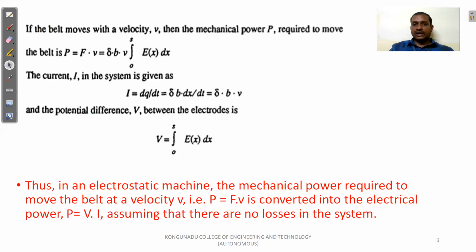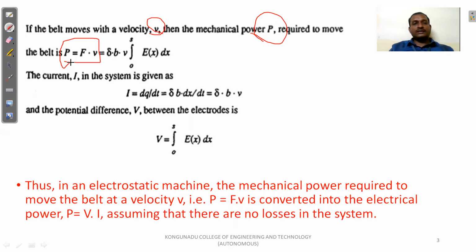Now the power. If the belt moves with a velocity v, then the mechanical power P required to move the belt is F into V, the velocity. So power is equal to force into velocity. Mechanical power is equal to force into velocity.